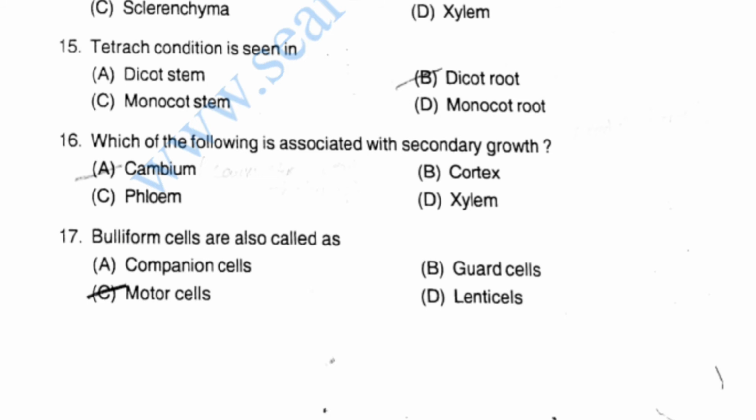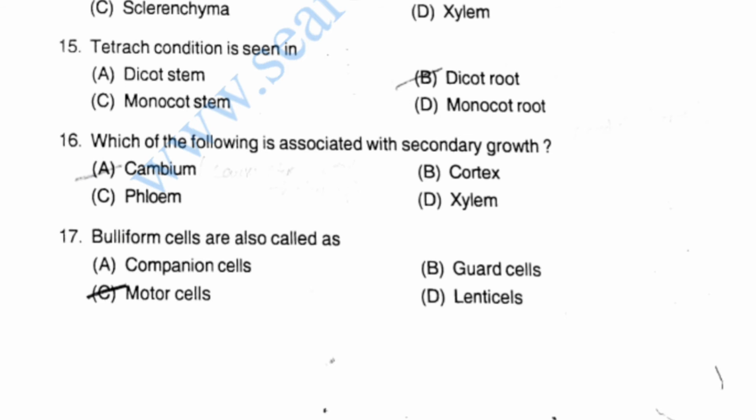Which of the following is associated with secondary growth? Okay, here there are 4 options: cambium, phloem, cortex, xylem. So here you'll have to find which is associated with secondary growth, and your answer is cambium. Clear? Cambium is always associated with secondary growth. And what are the cambium? Cork cambium and vascular cambium, which are collectively called lateral cambium.